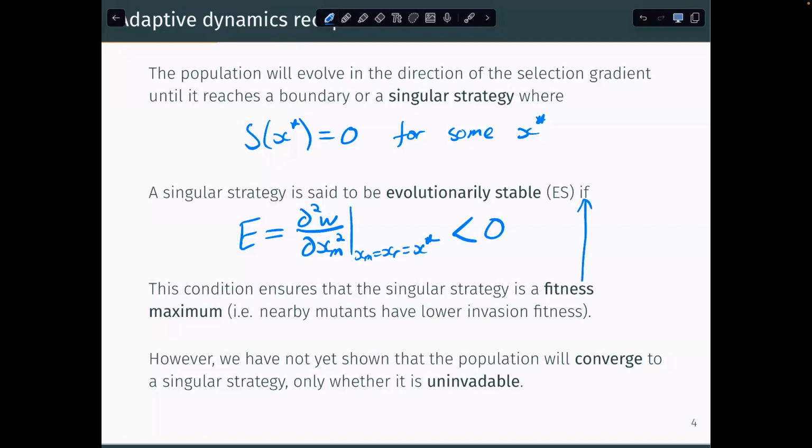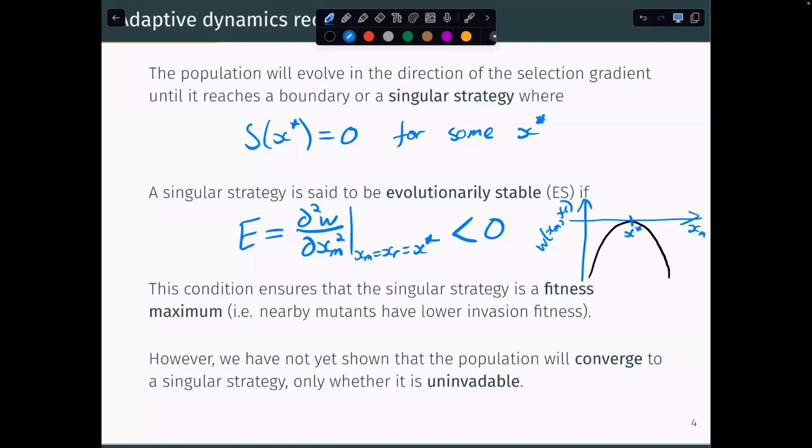Essentially what we've got here is a scenario that looks a bit like this. If we plot our invasion fitness, I'm essentially taking a slice through invasion fitness here because it's a two-dimensional function. If we imagine our invasion fitness as we vary xm, it looks something like this if we're evolutionarily stable. This is x star. So this condition here is ensuring that we have a fitness maximum. If this was positive, then this black curve would be the other way around. So this is like the top of your mountain.